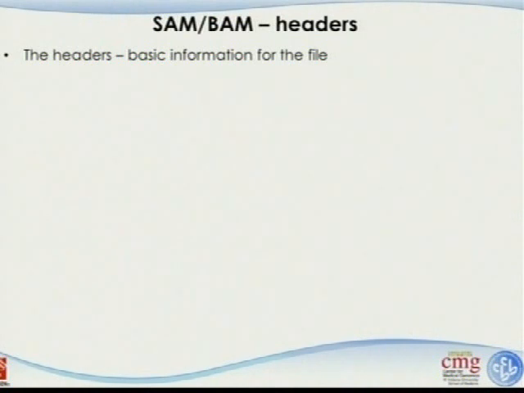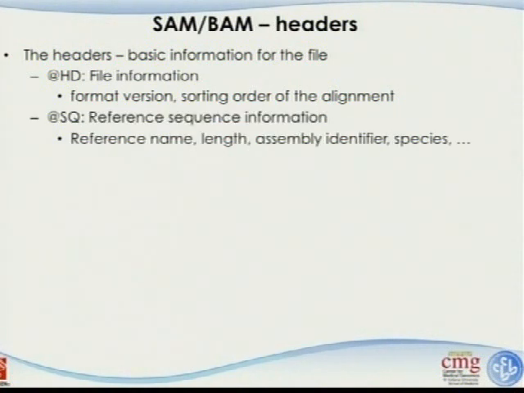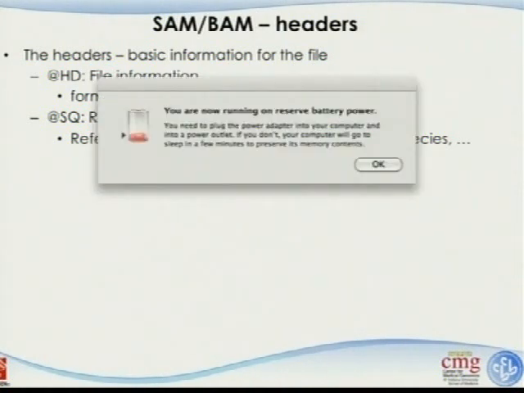And the header has the basic information for the file. It documents that basic information. It includes the format version, the sorting order of the alignment, and all those things. And they also have the reference sequence information. This is very important. You get the data, you can align it based on the mouse genome. You can align it based on a bacterial genome. And even for the same species, let's say human, you can align it based on a different human genome build, right? It can be version 36, it can be version 37, and your coordinates will be a little different.